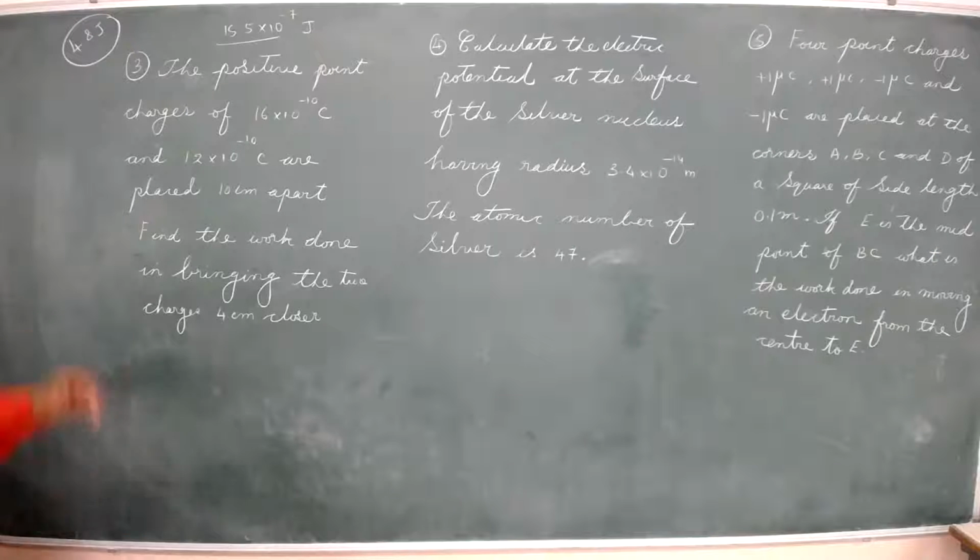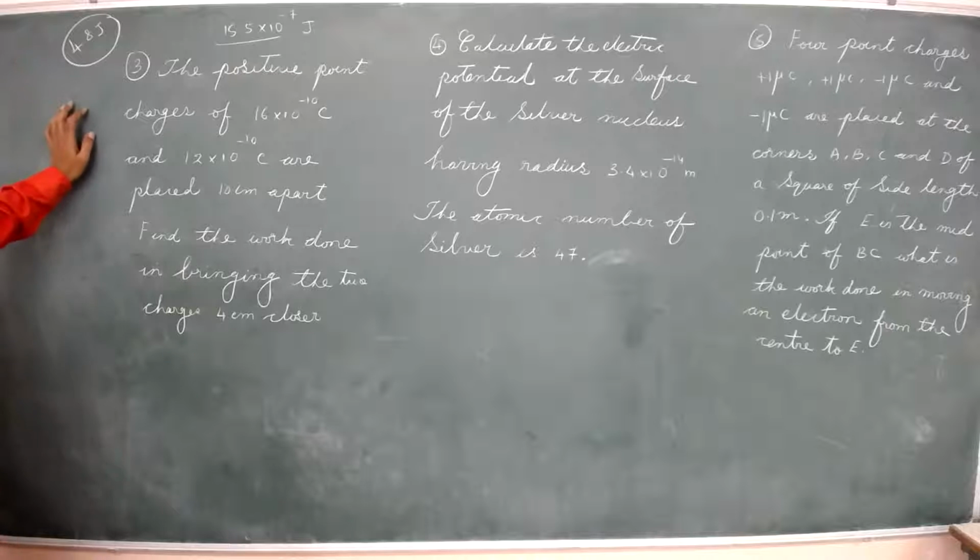Okay, so I will explain. So look at this third one. Two positive charges, 16 into 10 power minus 10 coulomb and 12 into 10 power minus 10 coulomb, are placed at a distance of 10 centimeter apart. Find the work done in bringing the two charges 4 centimeters closer.